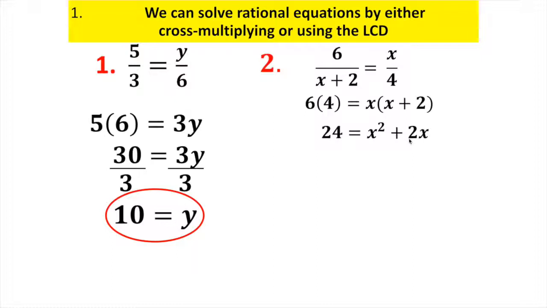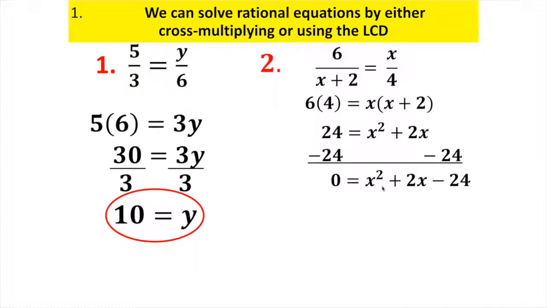Now we've got to solve this one. There are several different methods in which we can solve this one. We could plug these into the calculator. We could use the quadratic formula. Because this is a quadratic on the right-hand side, we want to set it equal to 0. So we've got to get rid of this 24. I'm going to subtract 24 from both sides now. Now I get this with the 0 equals. Now it's very easy to plug into the quadratic formula.